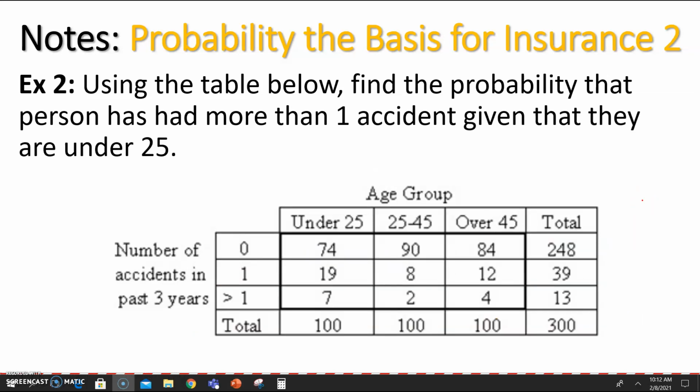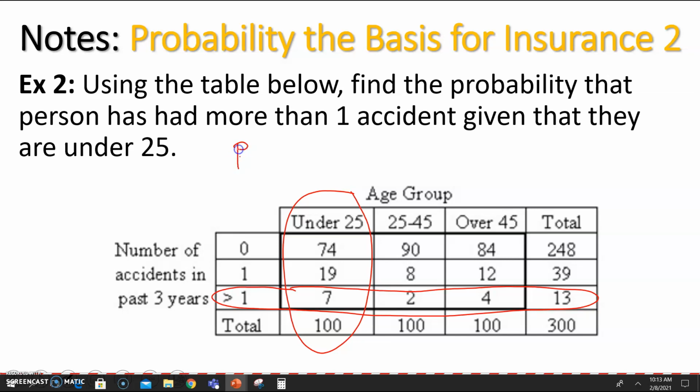Example 2. Using the table below, find the probability that a person has had more than one accident given that they are under 25. All right, so this is a little more specific. So we are going to be looking at, once again, the row more than one accident, and we're going to be looking at the column under 25. So we want to see essentially, is the probability of me getting in more than one accident higher if I'm in this age group? Okay, so first off, let's talk about the notation.